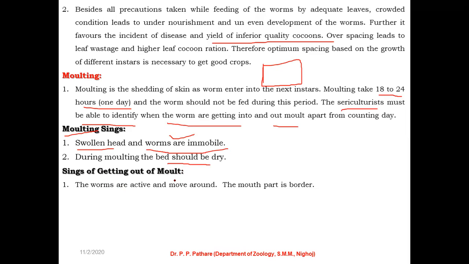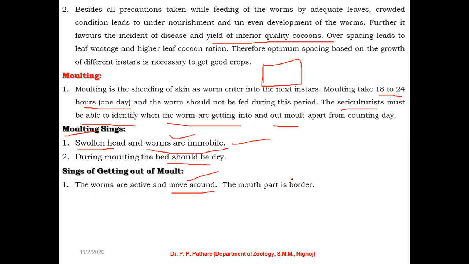Signs of getting out of the molt. You will have to watch when they come out. The worms are active and move around during this condition. In the molting condition they are immovable, and out of the molting they are active and move around. This is the main sign.